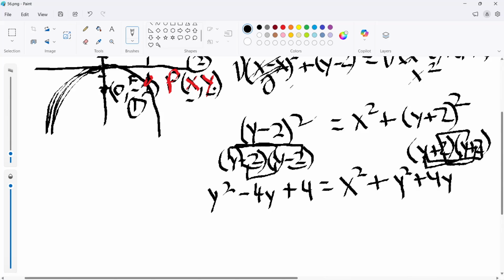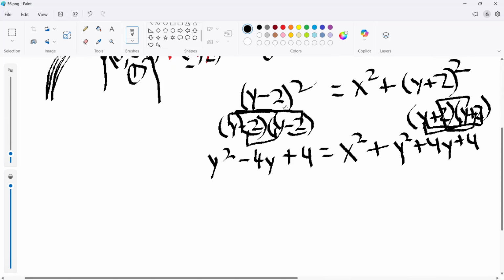Last times last, 2 times 2 is 4. And let me see what cancels. y squared and y squared are the same on both sides. If I subtracted y squared from both sides, they'd both be gone. 4 and 4 cancel. If I subtract 4 from both sides, they'd both be gone.